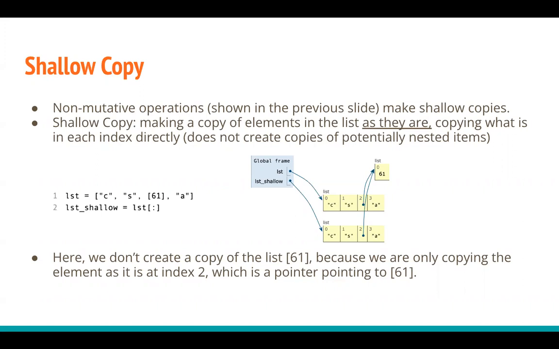So for example, here, we can see that when we create a copy of this list containing CS, then a list containing 61A, the CS and A all have new entries here. But for this nested 61 list, what we did is we just copy over the pointer instead. We don't create a new copy of this list containing 61.